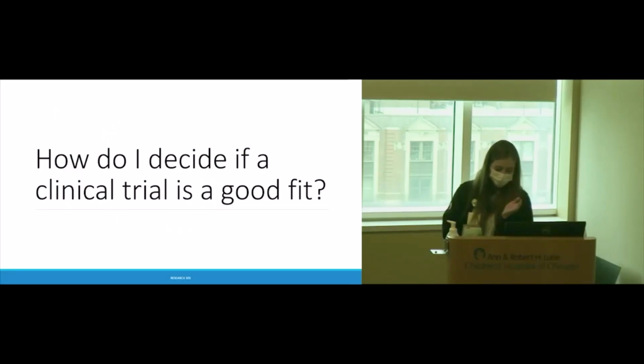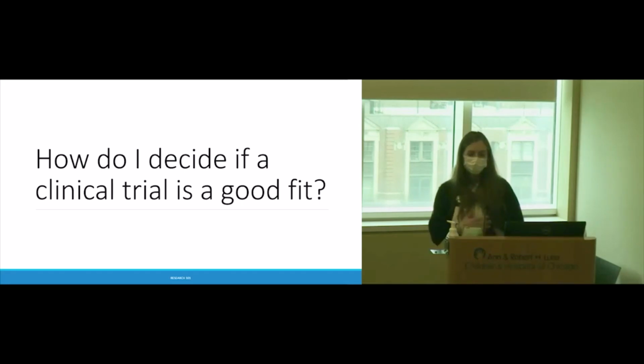The final question that I wanted to get into then is, how do you decide if a clinical trial is a good fit? So like I said at the beginning, I think this is the most important question. There's lots of different types of trials, and it's important to know what trial is a good fit for you.